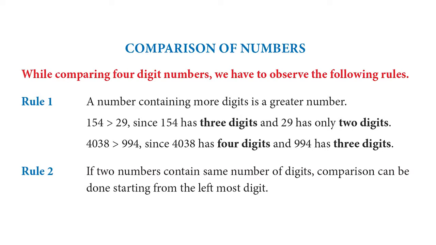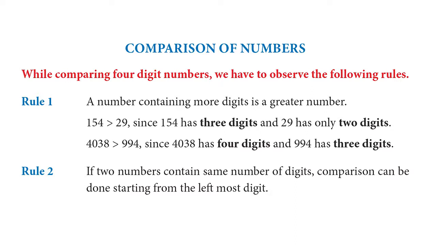154 is bigger than 29 because it's easy. 154 is having 3 digits and 29 has only 2 digits. So, by the first look itself we can understand. Now, sometimes there are digits that are equal, that is there are 2 3-digit numbers and you are asked to find which is the greater one, then you have to use step 2. If 2 numbers contain the same number of digits, then the comparison can be done starting from the leftmost digit.